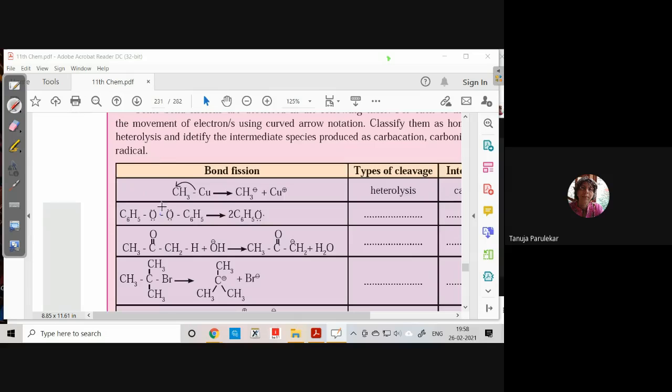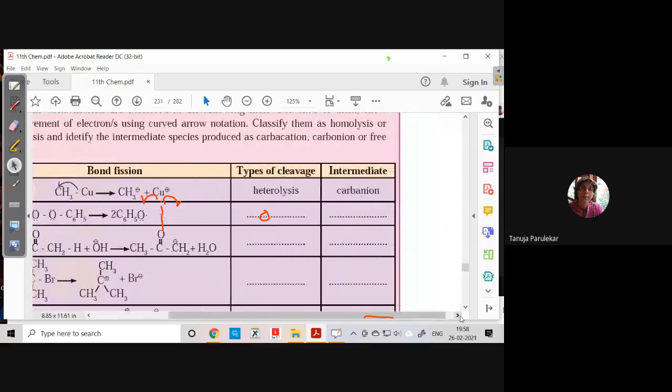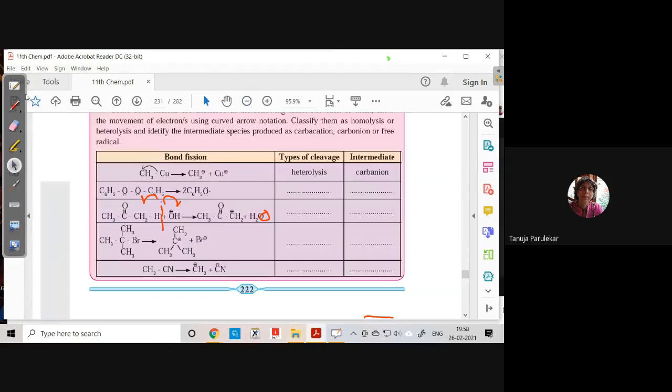Yeah. So here it is breaking. So I will put a half arrow over here and half arrow over here. Okay, and you are getting this free radical. So the intermediate formation over here is a free radical. Okay, the intermediate is a free radical. Let me reduce this.